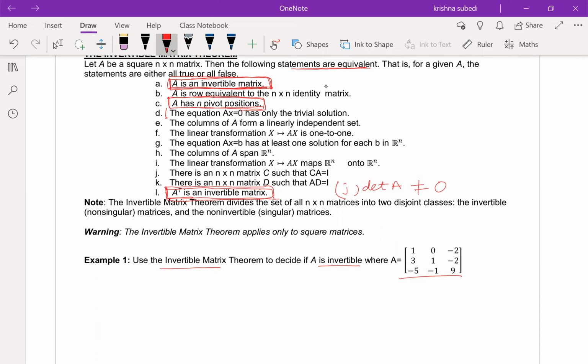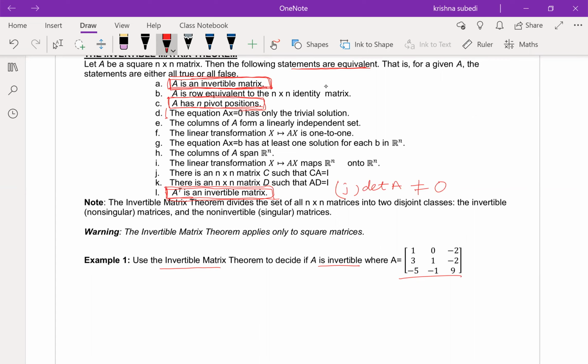So now you can use any theorem. You can use J, find the determinant of this, and we will learn how to find the determinant in our next class. That's one way. Or you can use the pivots: change it into echelon form and see how many pivots it has. So you can do it a couple of ways.